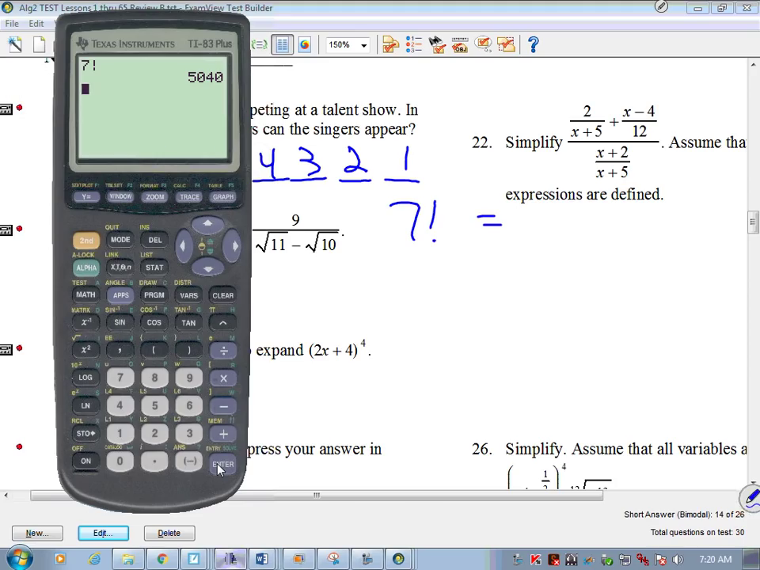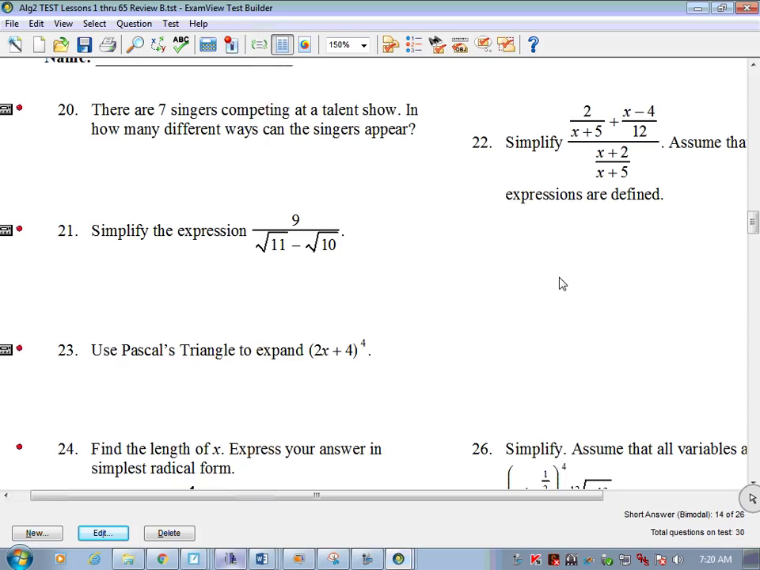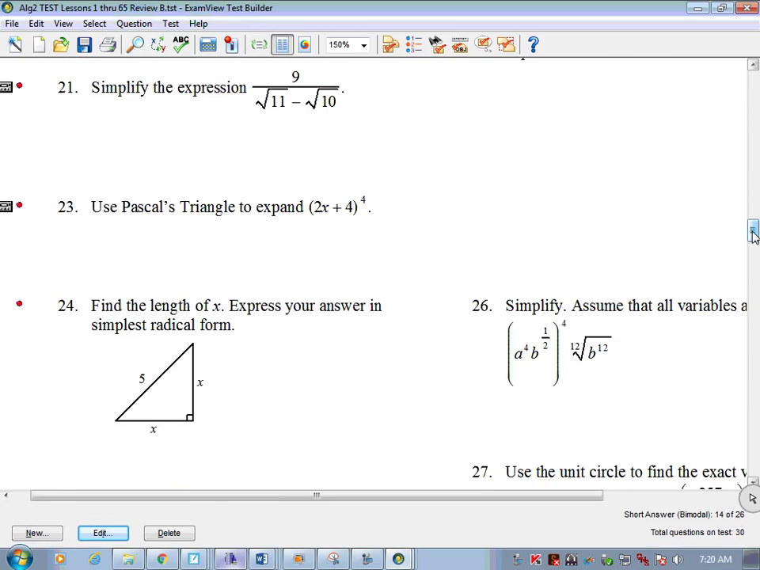Now you could just simply multiply 7 times 6 times 5 times 4 times 3 times 2 times 1, but I think 7 factorial is a little quicker. Okay, 5,040 ways. So far I feel like a lot of these are pretty easy. You guys shouldn't have too much of a problem.